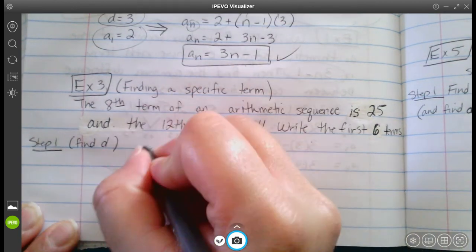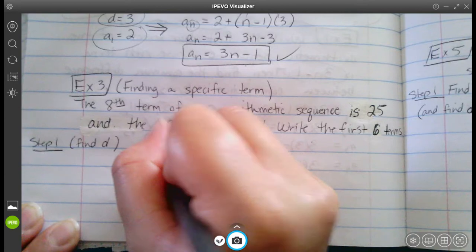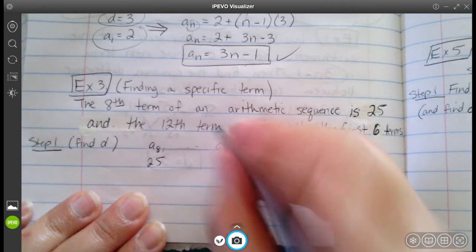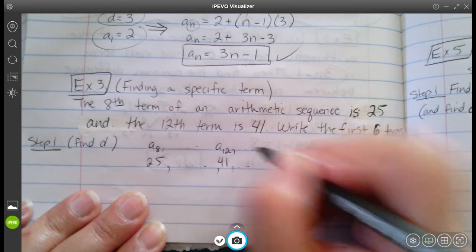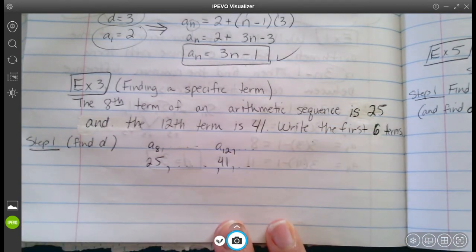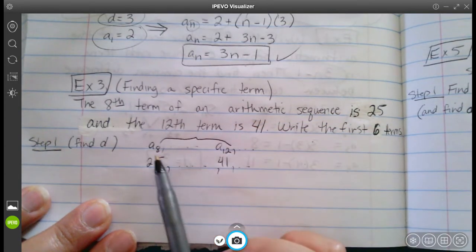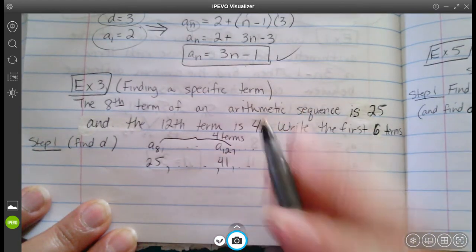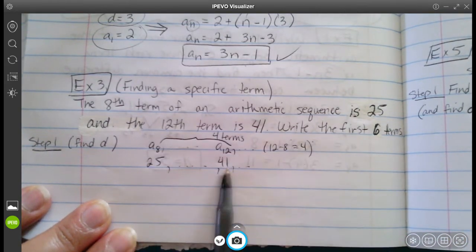So let's do that. We know that a sub 8 is 25. And then I go all the way to a sub 12, and that one is 41. And then we have some numbers in here, and obviously it goes on. This one is not going to be finite, it's infinite, okay? So what I'm going to say is, from 8 to 12, we have 4 terms. You can think of it like 12 minus 8 equals 4. So between here and here, there are 4 spaces.